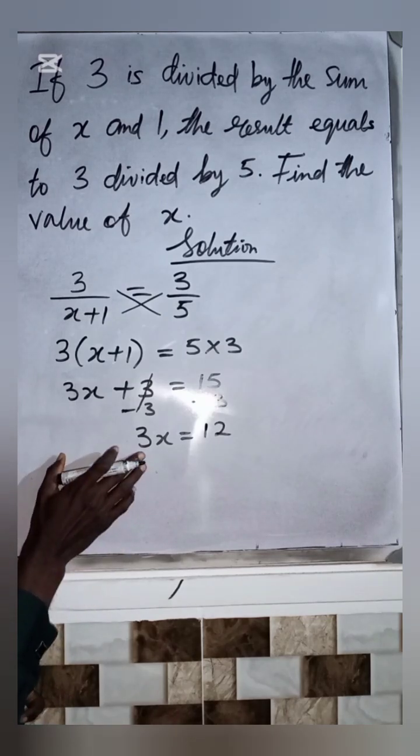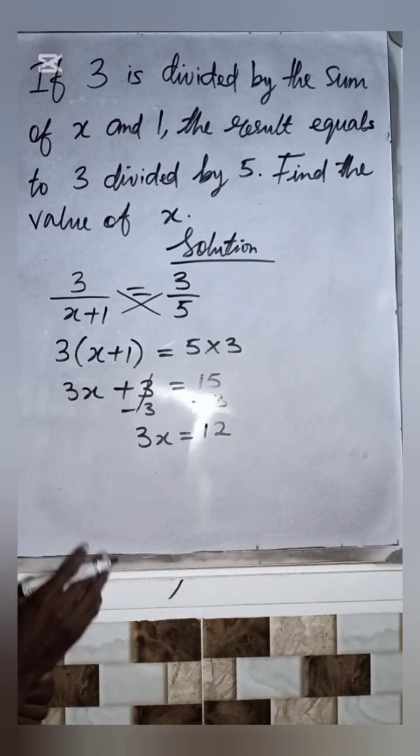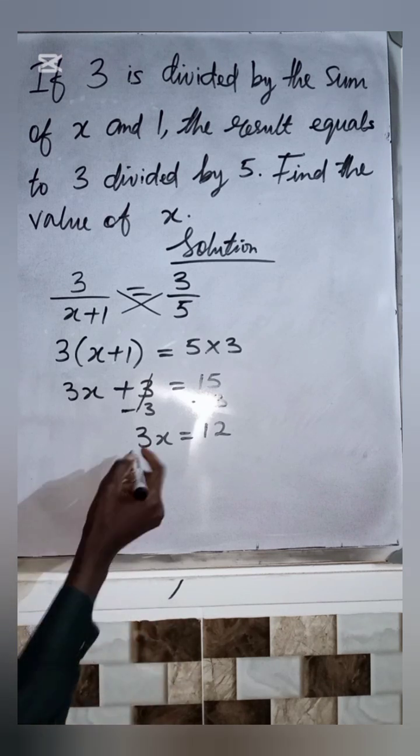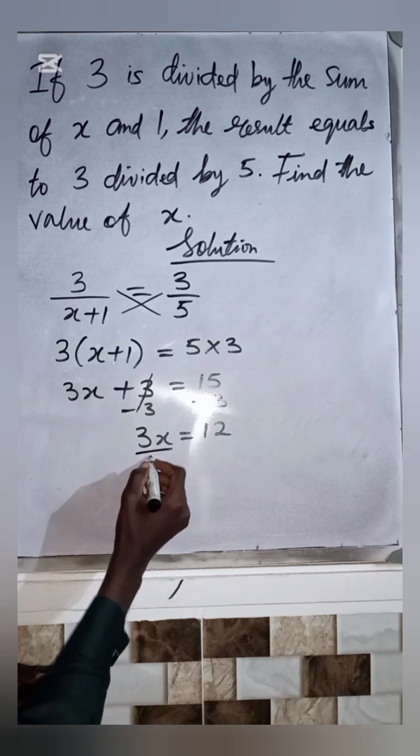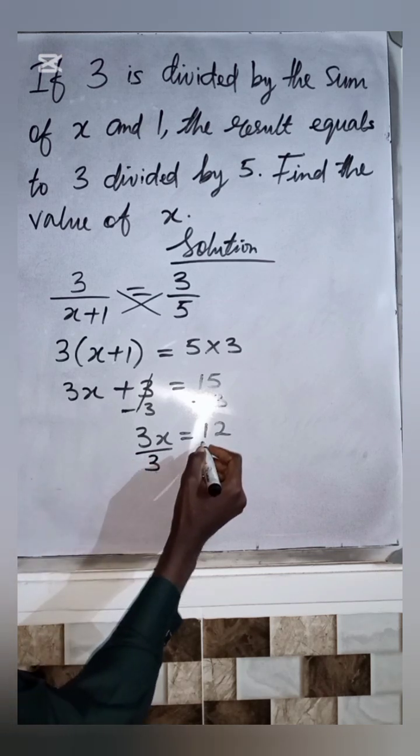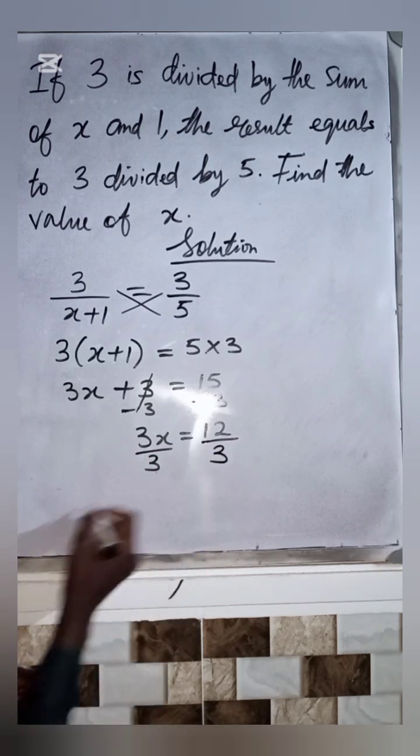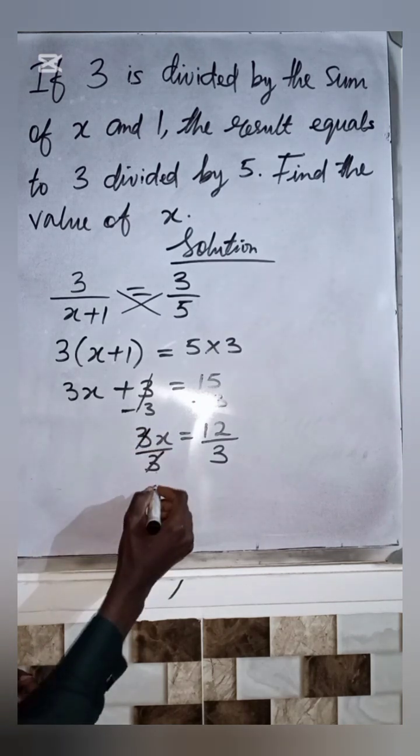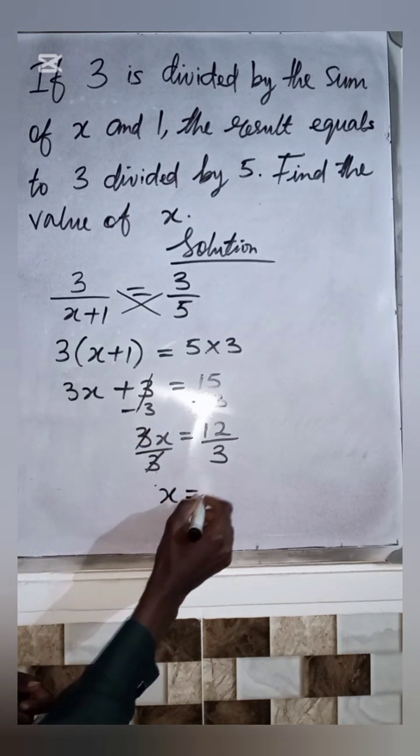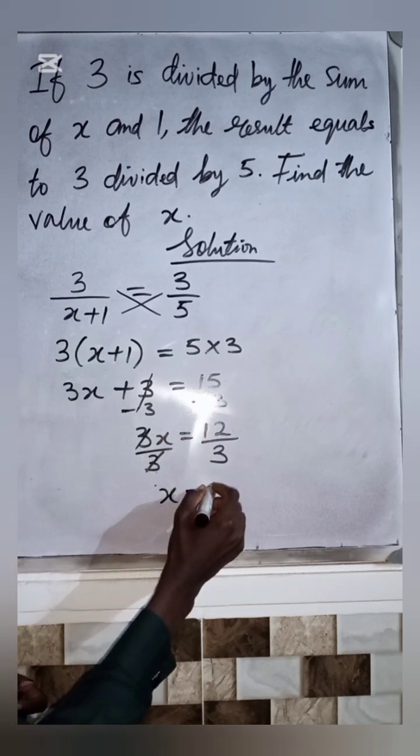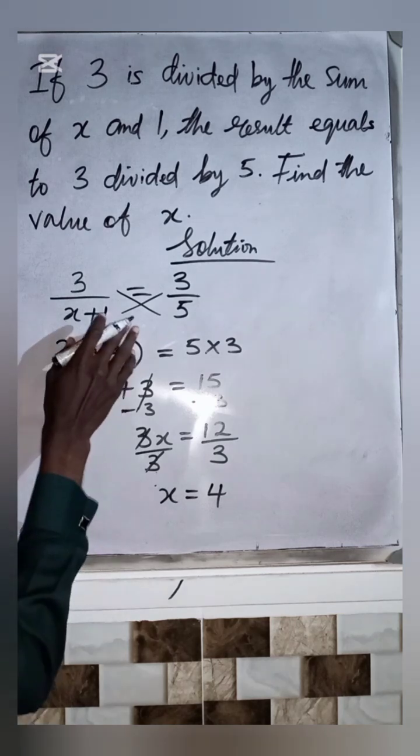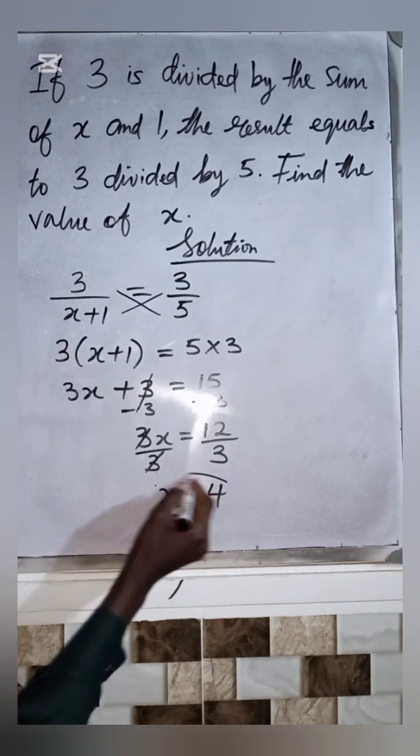Now the connection between 3 and x is multiplication. So to break that bond, we use division. So we divide both sides by the coefficient of x, which is 3. Whatever is done to one side must be done to the other side. So 3 here, we cancel this. We'll be left with x here. 3 into 12, 4 times. So the value of x that satisfies this equation is 4.